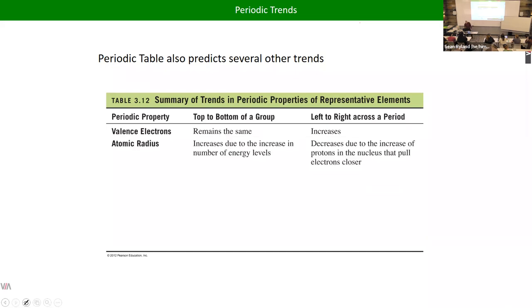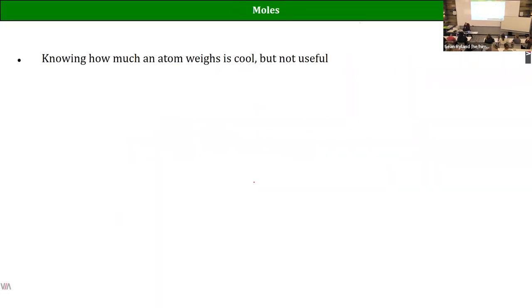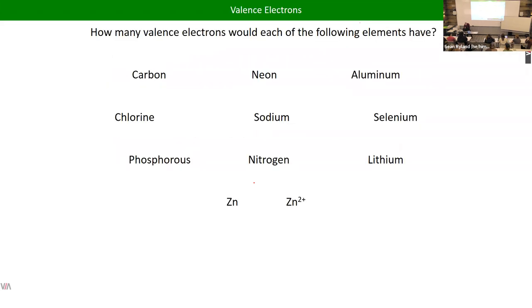So if we wanted to say how many valence electrons are in, say, carbon, we would go to carbon, and you can either look at it on the periodic table, or you could write the electron configuration. You write the electron configuration for carbon, you get 1s2, 2s2, then what? 2p2. The number of valence electrons is how many electrons are in the second energy level. So you just add up everything that has a 2 in front of it, that is the second energy level. So that allows us to say, okay, well, carbon has 4 valence electrons.